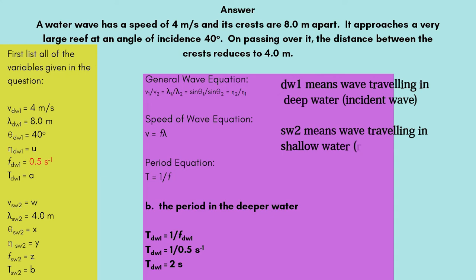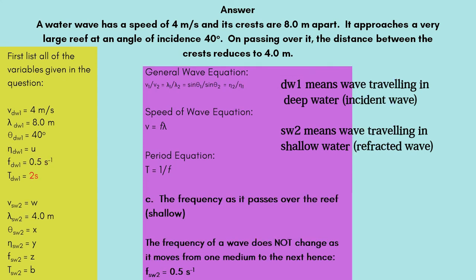So now the next question is B, the period of the wave in the deeper water. So now that we would have solved for frequency in A, we could plug it into the period equation. Period is equal to 1 divided by frequency, and we get 1 divided by 0.5 per second, and that gives us 2 seconds.